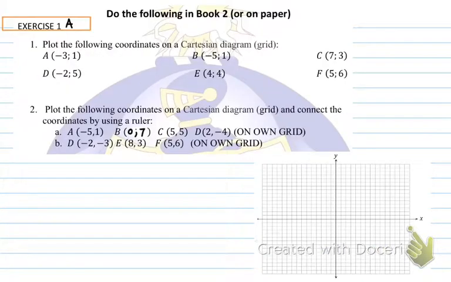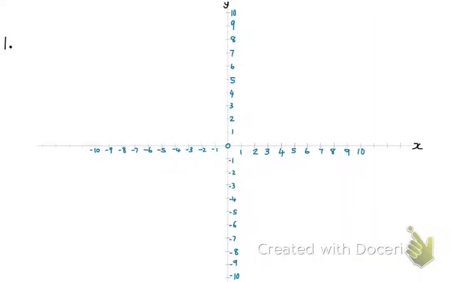Okay, now do the following in book 2 or on paper. We have this exercise. This is in your notes, so you can pause now and do this exercise. It's in your notes. Please do it in book 2 or on paper. This whole chapter is in book 2 or your geometry book. Alright, so pause now, and after you've done it you can press play again and we can work on the memo of this exercise. Okay, welcome back.